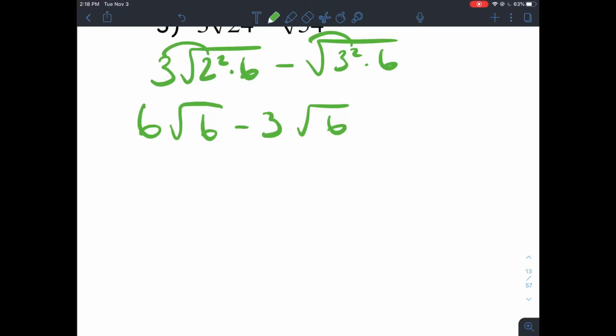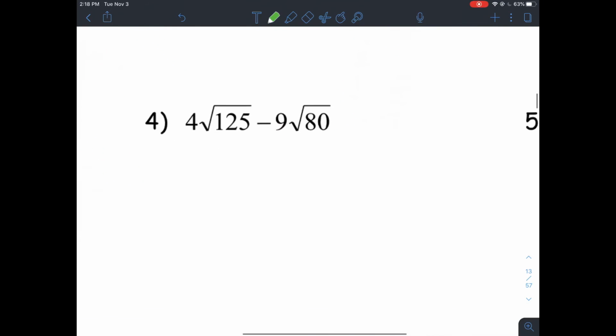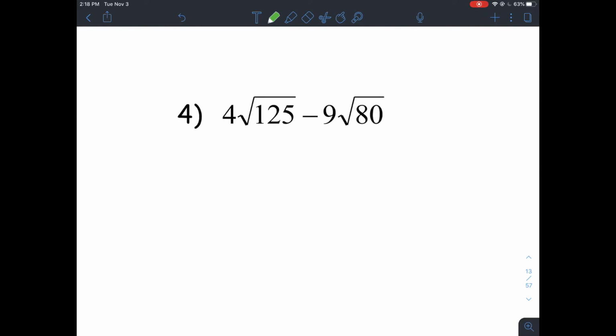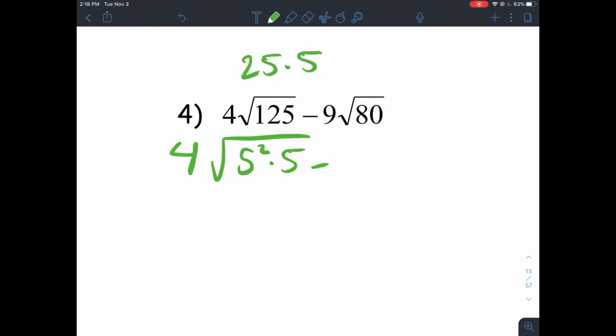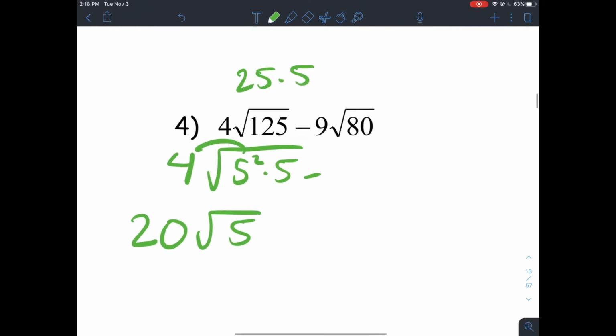6 root 6 minus 3 root 6 is going to give us 3 root 6 as our final answer. All right, so let's try and break this one down. We've got root 125. We could break that down into 25 times 5. So we've got 4 times root of 5 squared times 5, minus, and then we can pull our 5 out. We get 20 root 5.